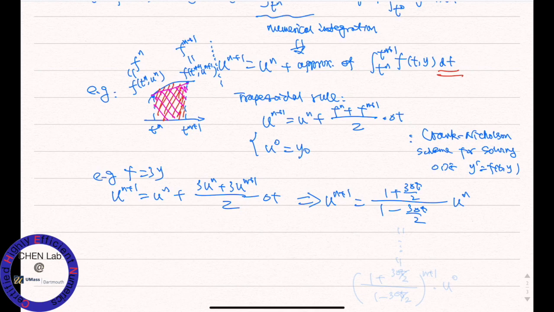Okay, you see that? And then u_n is the same factor times u_{n-1}. u_{n-1} is the same factor times u_{n-2}. This goes on. In the end, this is equal to 1 plus that factor 3 delta t over 2 divided by 1 minus 3 delta t over 2, the whole thing to the n plus 1 power times u0.